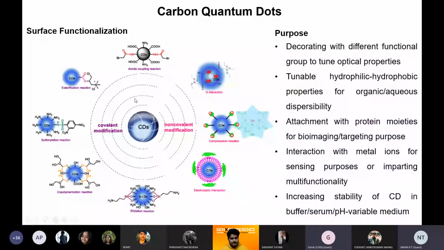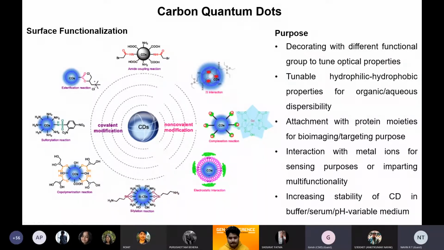They could be classified as covalent modification, where we attach some functional group deliberately so that we can use it for polymerization, we can use it for silica formation, or they could be interacted with various other metal ions. For example, I have shown you the example of gadolinium, which could be used for magnetic resonance imaging, MRI. And we could tune the hydrophilic balance of the carbon nanodots using surface functionalization. This is useful for different applications.